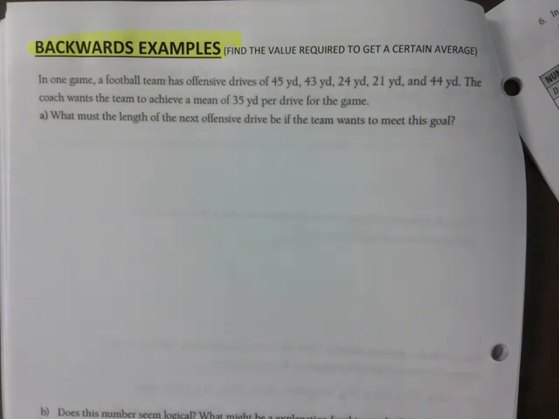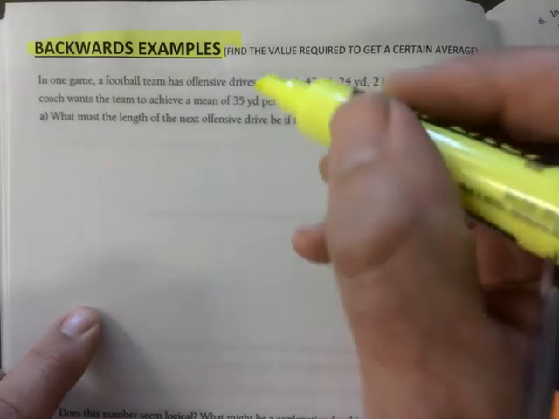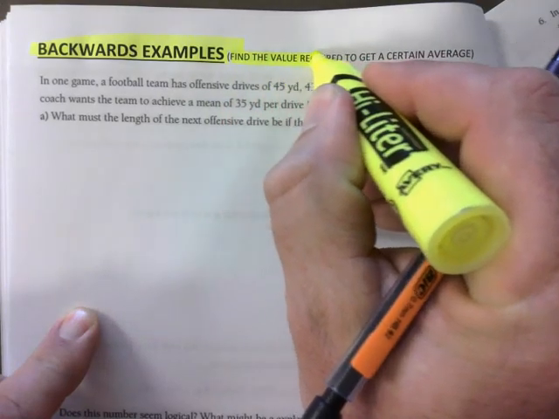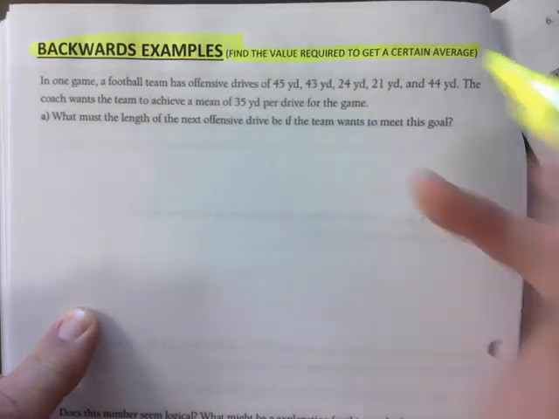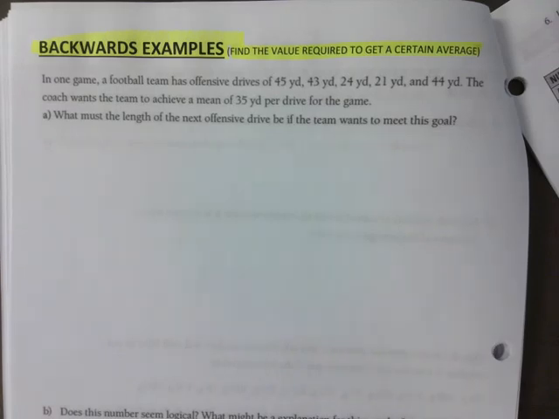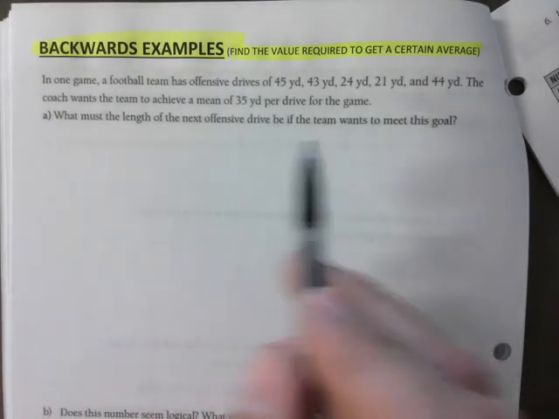Okay, you ready? So basically, on page 23, we're going to find the value required to get a certain average. Some of you are going to ask, like, hey, what do I need on the exam to get this? You might ask me that later. This is not quite what we're going to use. We're going to use a different method later on, but this is getting us there.